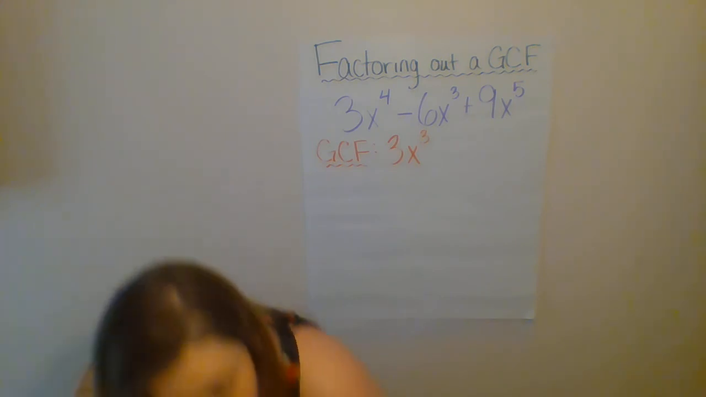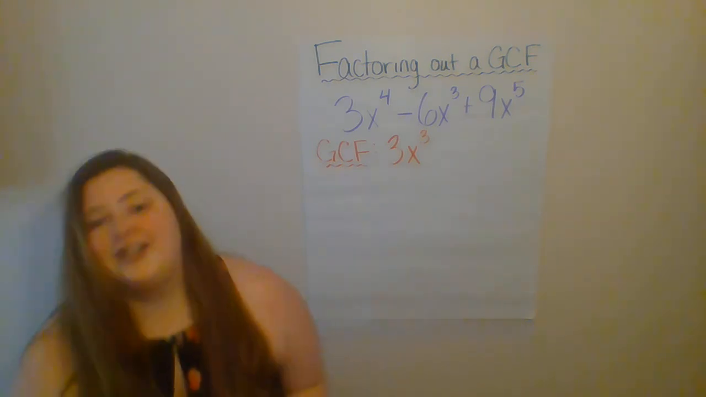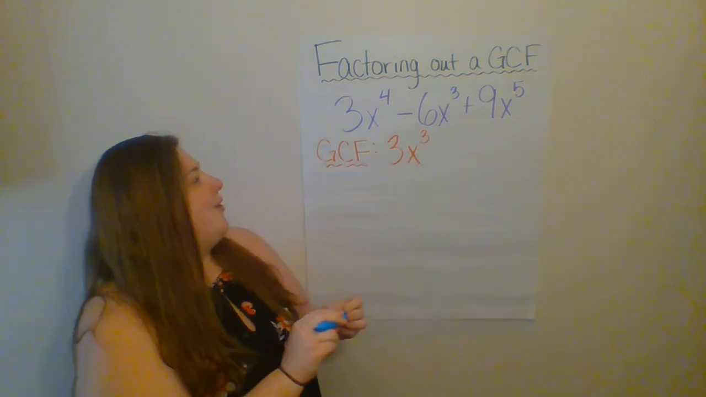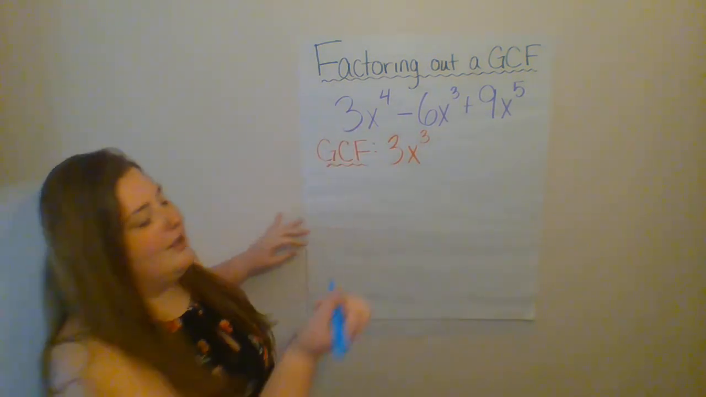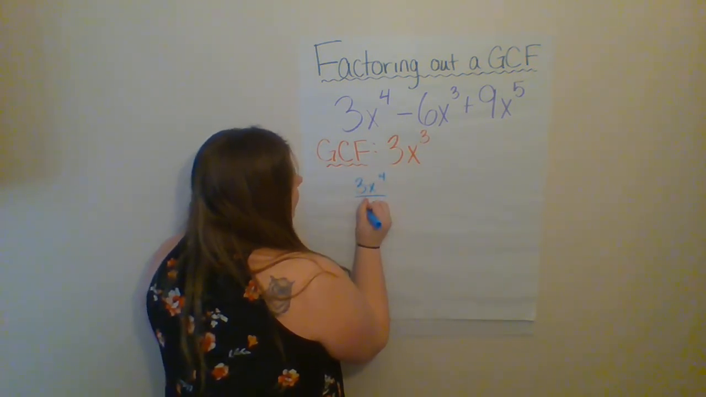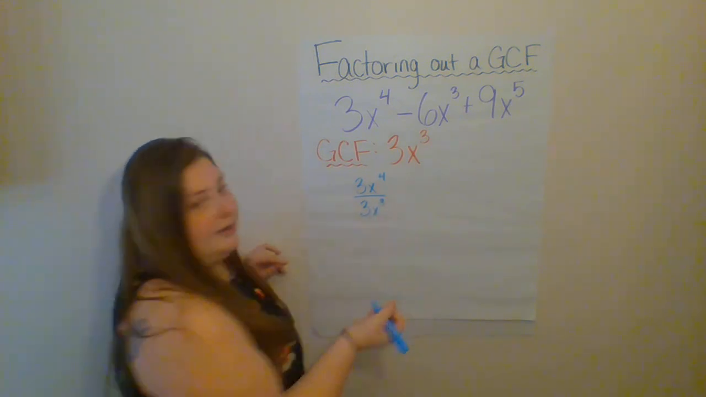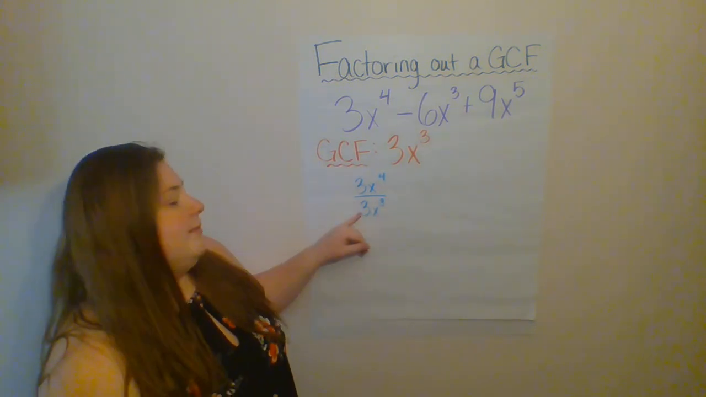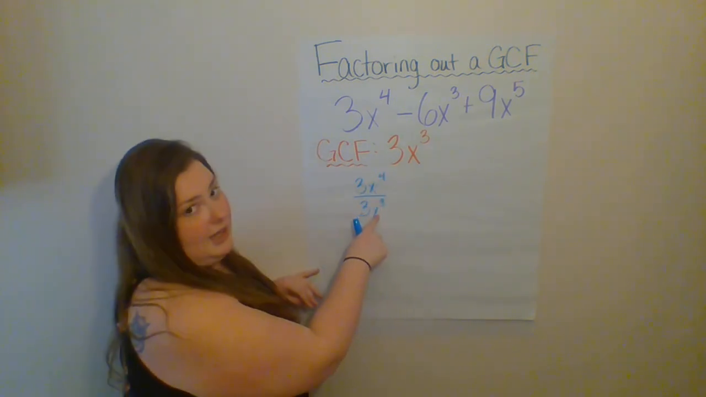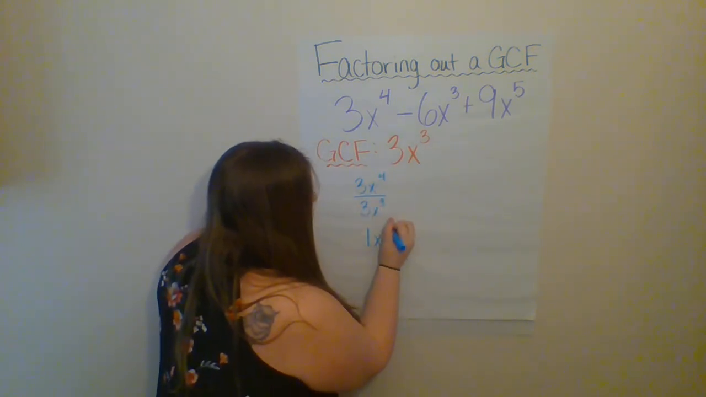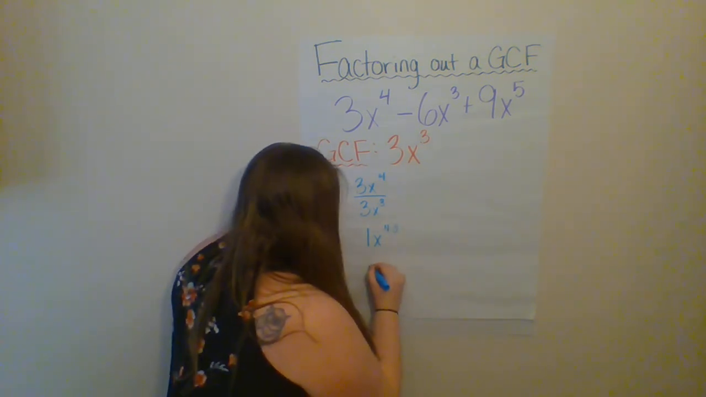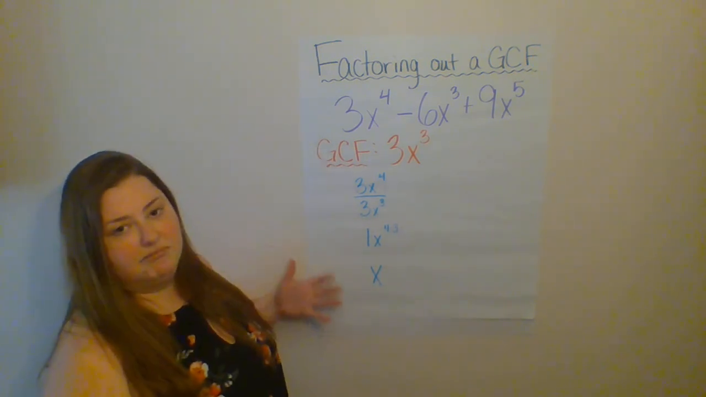So now, in order to factor out the GCF, we have to divide each term by the GCF. So our first term is 3x to the fourth. We are going to take 3x to the fourth and divide that by 3x to the third. 3 divided by 3 we know is 1. X to the fourth over x to the third becomes x to the 4 minus 3, which simplifies to x. So that becomes 1x, or just x.